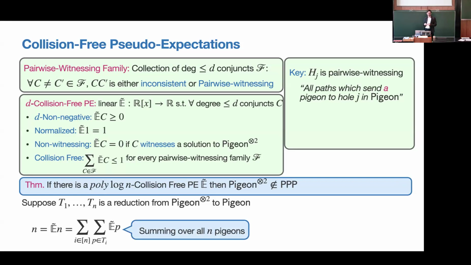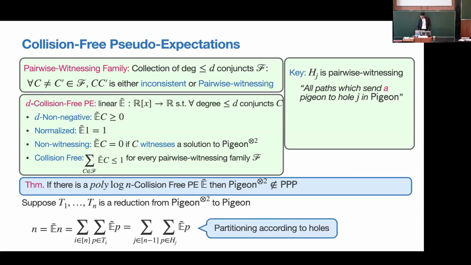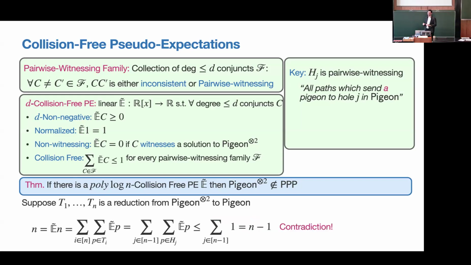So I'm basically doing that proof where you sum up the number of holes, sum up the number of pigeons, and you get two different numbers. Now I'm going to partition according to the number of holes. I look at all the paths which map a pigeon to a hole J, this H_J here, and by the key property, we know that H_J is one of these pairwise witnessing families. So by collision freeness, its mass is at most one. So we get this is at most one. This is n minus one. Contradiction.